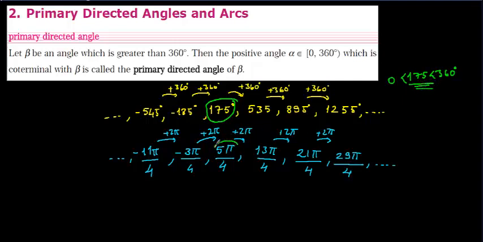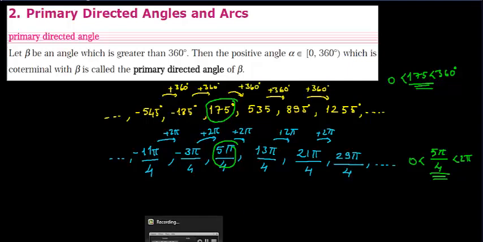And 5 pi over 4 is between 0 and 2 pi, and that's why it is the primary directed angle of its group. How to find the primary directed angle? We are going to record another video for that.